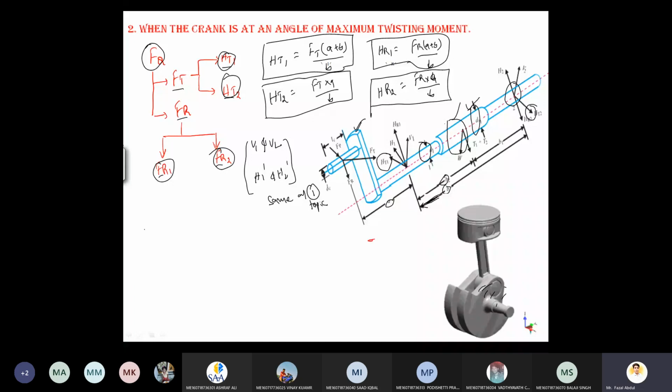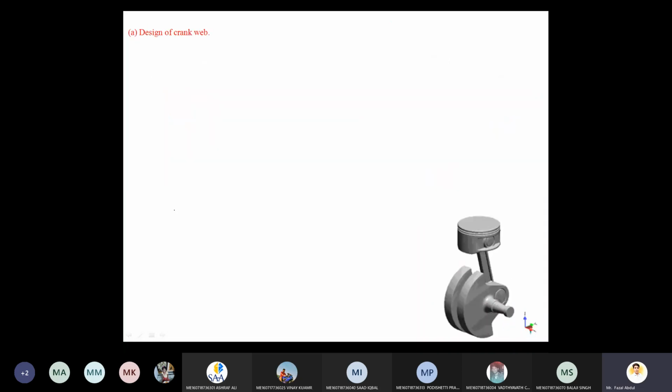What is the first parameter here? The first parameter is the design of the crank web. So I have already written the title, design of crank web. For the design of the crank web, we have to select the critical section. So the crank web is this one. Whatever the side rotation is there, that is the crank web. So where can we find this critical section? Here at the joining, we can find the critical section. Okay, so this is the critical section.